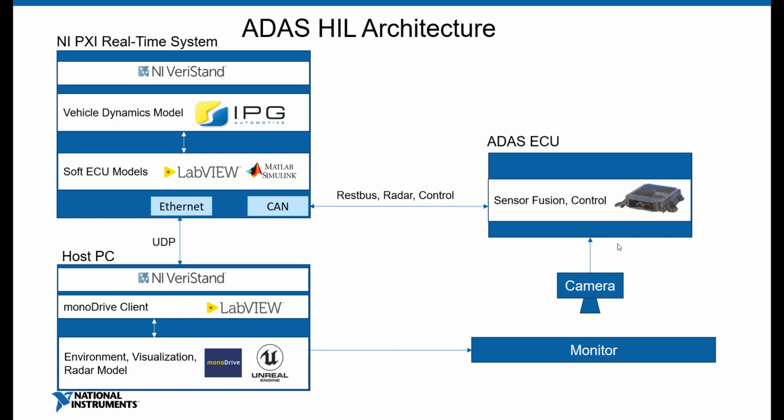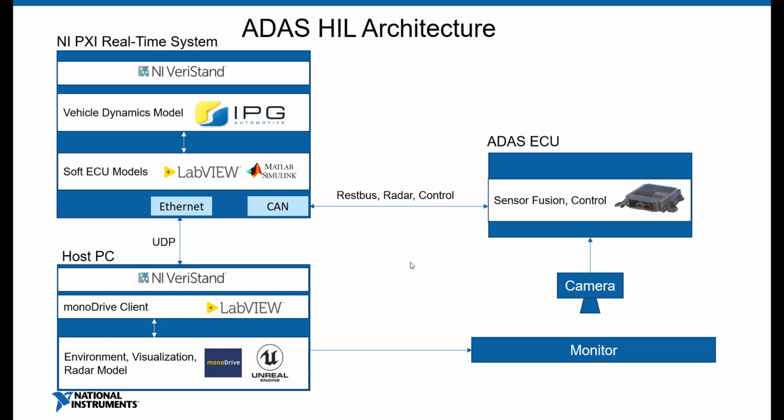Let's get started with the system diagram. On the left-hand side, you can see NI real-time PXI system. This real-time PXI system is running NI VeriStand and IPG CarMaker, which has our vehicle dynamics model. Then we have the soft ECU models that can be built on NI LabVIEW or MATLAB Simulink. The VeriStand on NI PXI real-time system is communicating with our native VeriStand on the host PC over Ethernet. And we also have monoDrive client on the host PC, which is communicating between NI VeriStand and monoDrive simulator. The monoDrive simulator here is responsible for generating environment, visualization, and radar models.